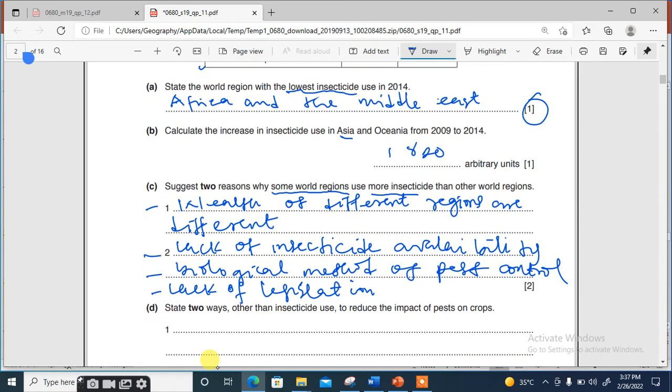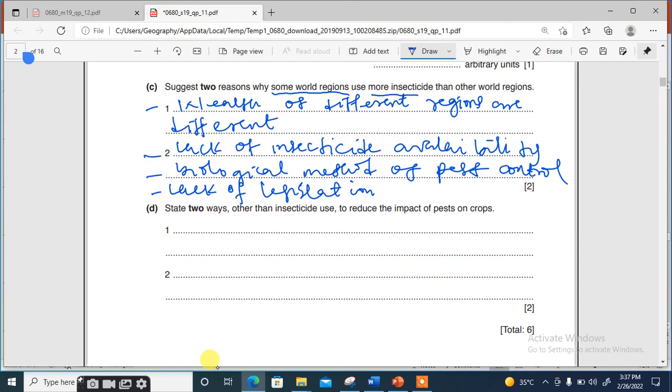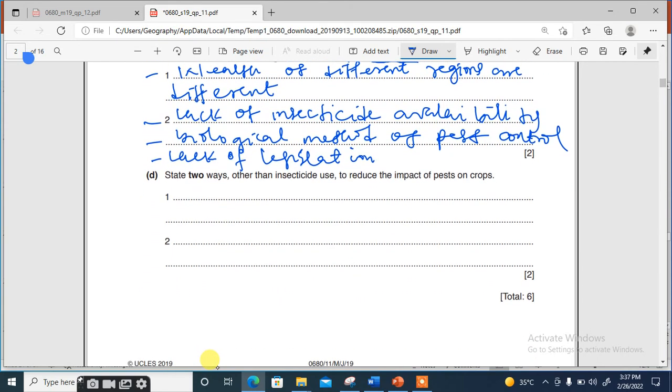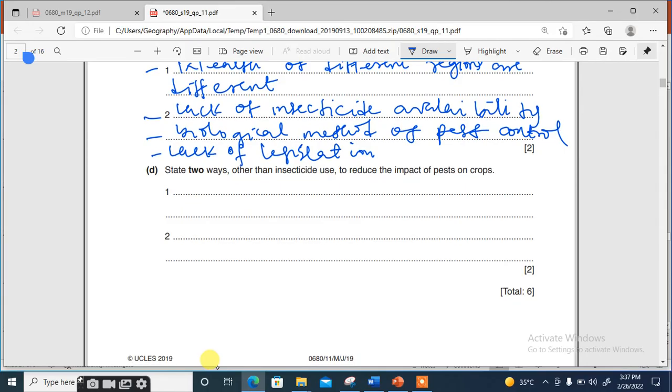You can also bring in things like having insecticide resistant crops, like using genetically modified crops. Next, state 2 ways. We are looking at 2 ways other than insecticide use to reduce the impact of pests. We can also have other methods of pest control, like I stated here. They can use a biological method, so you don't have to use insecticide.